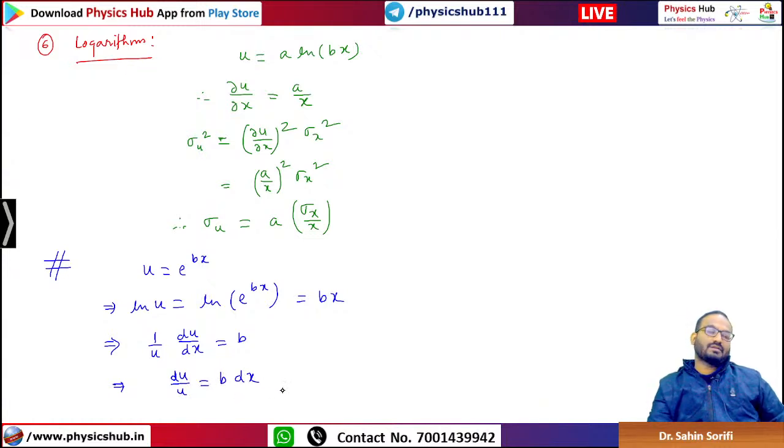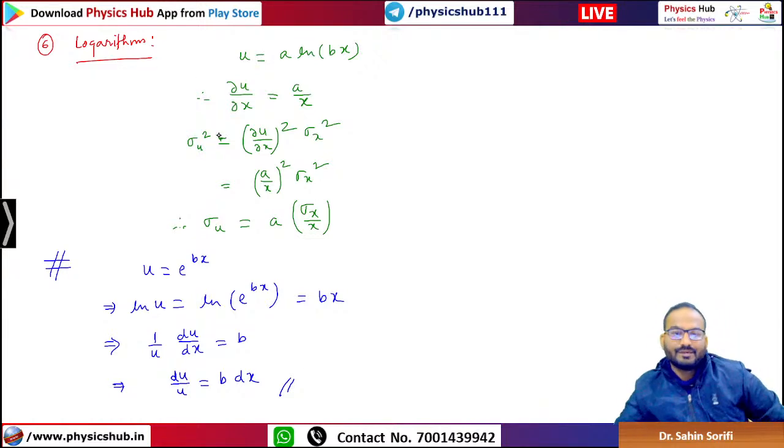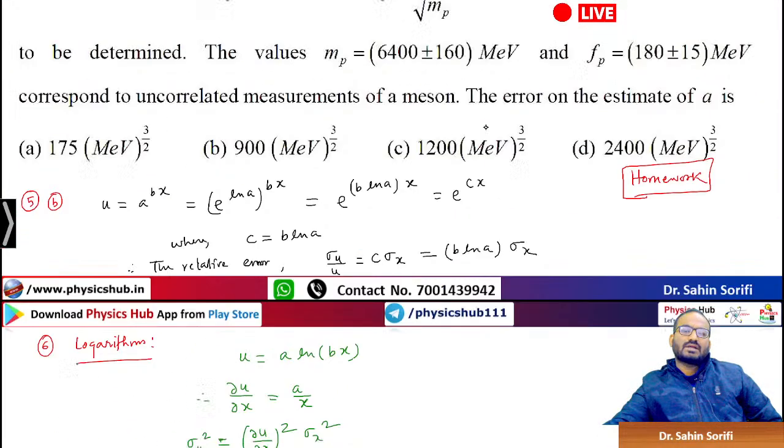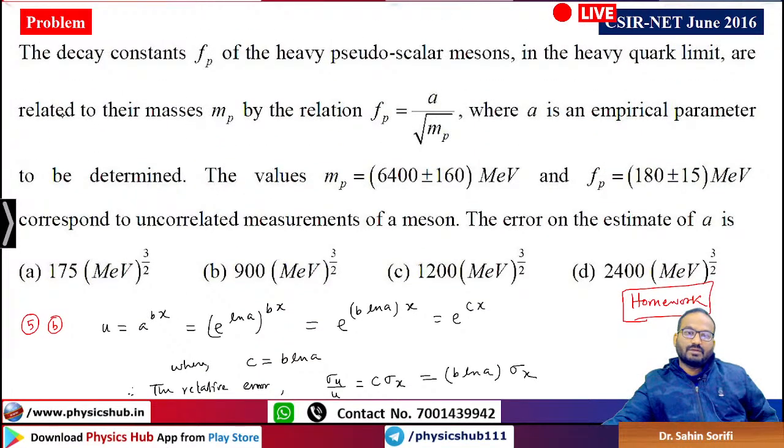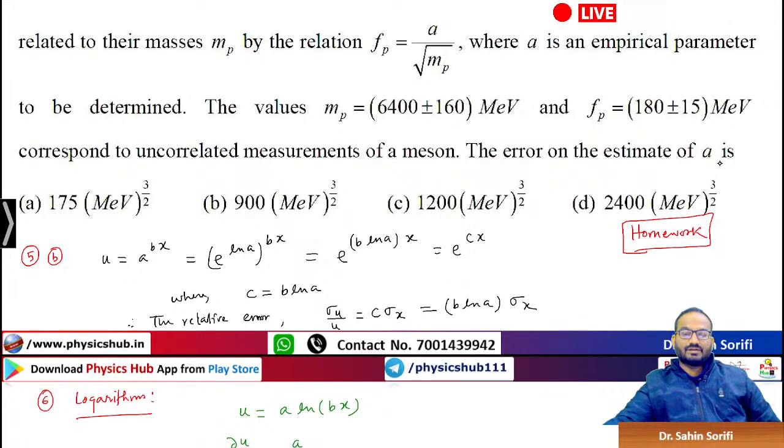I think this much is enough. We have tried to discuss all the types. Now you have understood what you have to do. You will try this problem at home. Fp is equal to a by root over mp. mp and its error are given to you, and you have to find out the error in the estimate of Fp.